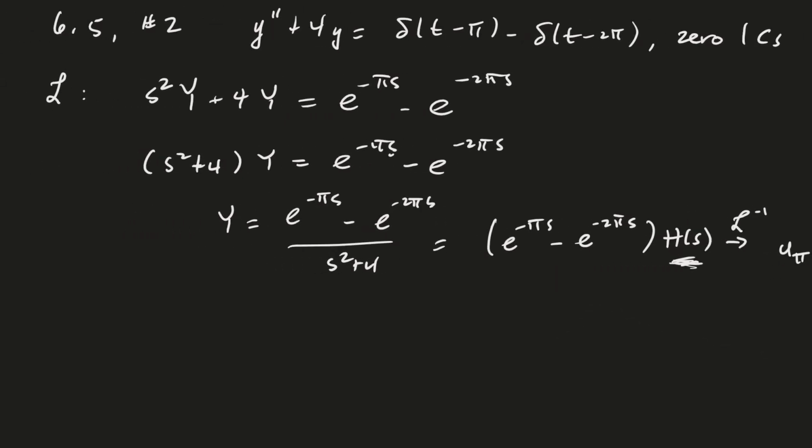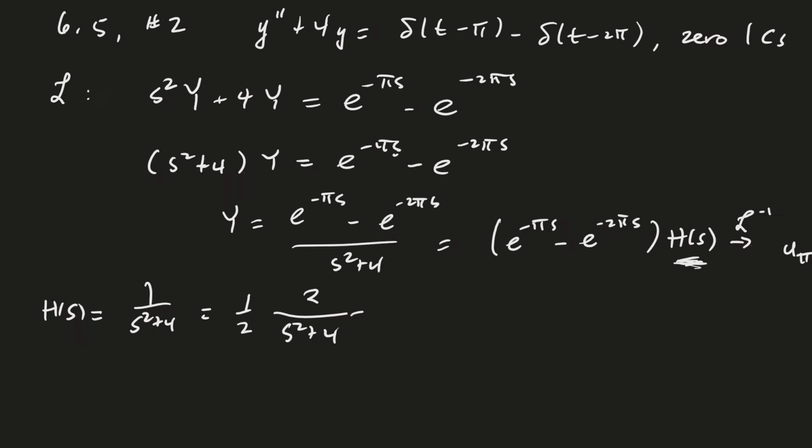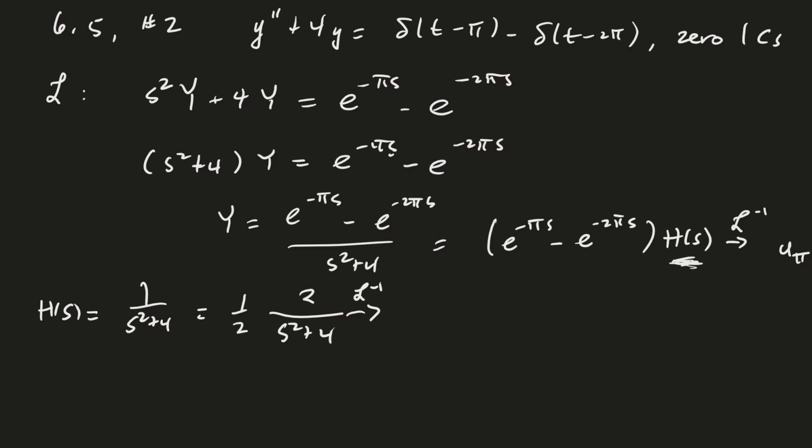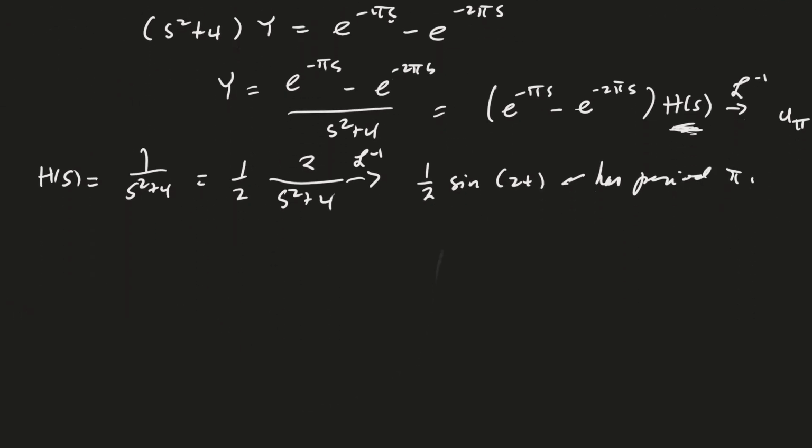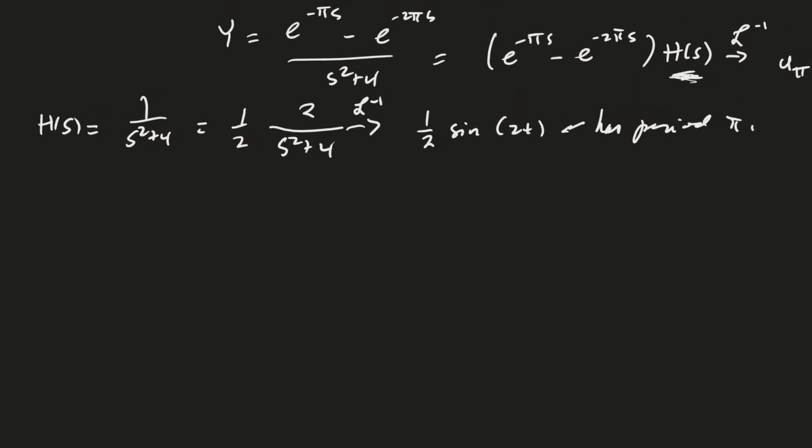But our H of s is very simple. Our H of s is just 1 over s squared plus 4, which we can rewrite as 1/2 times 2 over s squared plus 4, because I need a 2 in the numerator to do the inversion, and now it's all ready. And so the inverse Laplace will be 1/2 times the sine of 2t. Now, just for sake of reference here, this function has period pi. Okay, so now let's write down our solution. Let me keep that as a reminder.